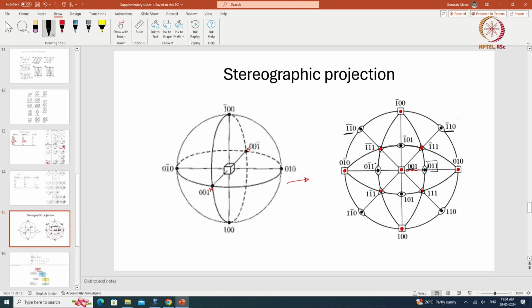So just looking at the stereogram, I can make a mental note of what the different directions are. The important directions in a cube are the family of 0 0 1 directions, the family of 1 1 0 directions, and the family of 1 1 1 directions, right. I am just going to write it as follows. I use an eraser, I erase this. These points tend to be points of highest symmetry, right.